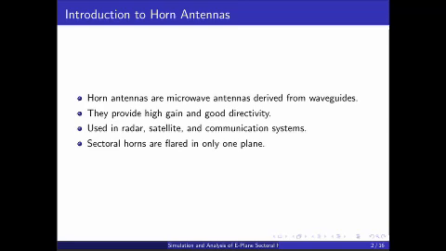Introduction to horn antennas. Horn antennas are a type of microwave antenna that are derived from waveguides. A normal rectangular waveguide does not radiate efficiently. So, by gradually flaring or opening the waveguide, we create a horn antenna. This flaring improves impedance matching, directivity, and gain. Horn antennas are widely used in radar systems, satellite communication, antenna testing, and measurement. Sectoral horn antennas are special types where the horn is flared only in one plane instead of both planes.